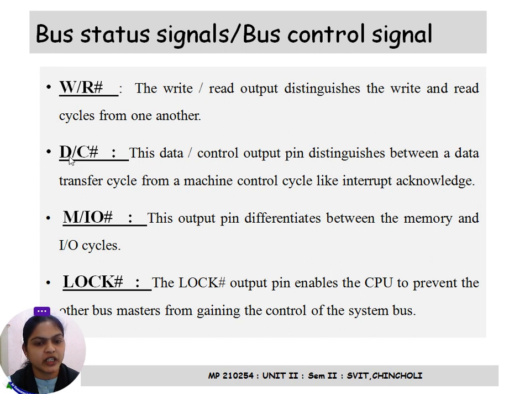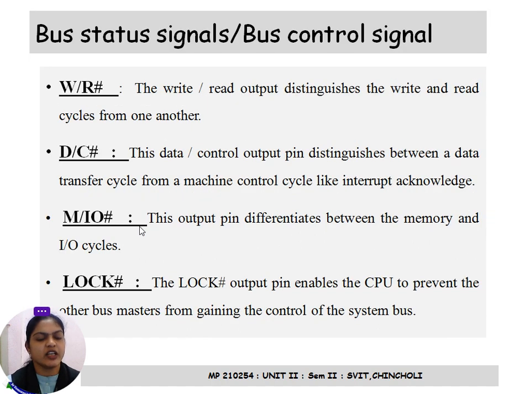Next pin is D/C bar. D stands for data, C stands for control. If we have to access that pin as the data line or the control pin, according to that we have to send either 0 or 1. Next is the memory input output, M/IO. Here memory is the active high signal and input output is the active low signal. This pin simply differentiates between the memory and input output cycle.